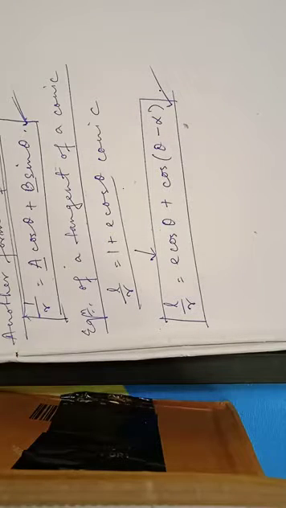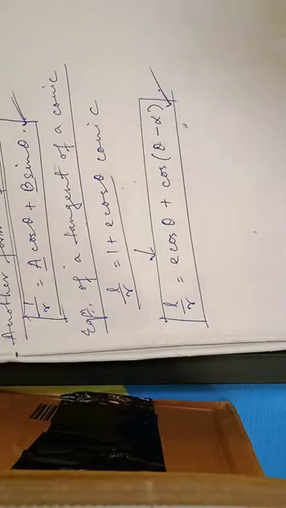So whenever we need to take the equation of a tangent, we will choose it like that: L by R equals e cos theta plus cos theta minus alpha. Okay. So this was the theory part of that chapter, polar equation. I just stated very briefly only the main points and what you have to memorize. So now using those formulas, we will apply them for problem solving.